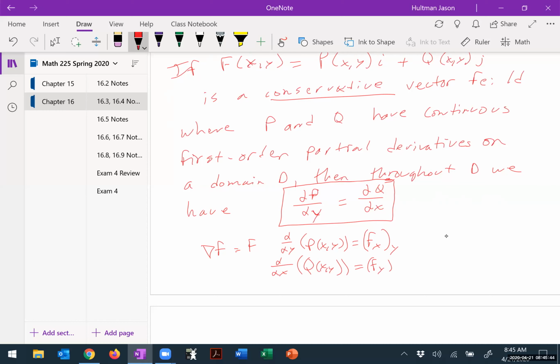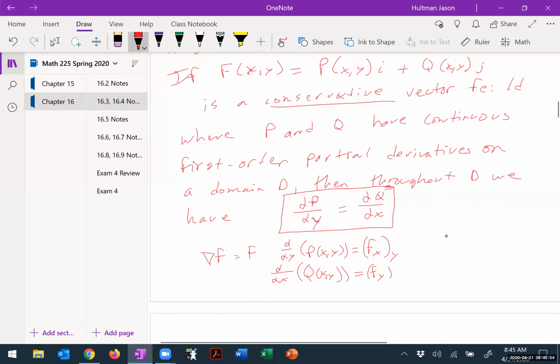Because it would be del of f, so we would take the partial, because it's the j value, that's the y value, the y component of the vector field. So for that, we're going to take our partial with respect to y, and then our partial with respect to x. And you can see that basically we would end up with f_xy equal to f_yx. And where have we seen that before?